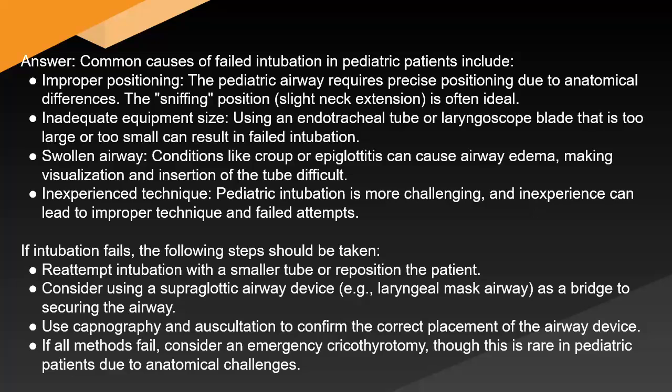If intubation fails, the following steps should be taken. Reattempt intubation with a smaller tube or reposition the patient. Consider using a supraglottic airway device, e.g. laryngeal mask airway, as a bridge to securing the airway. Use capnography and auscultation to confirm the correct placement of the airway device. If all methods fail, consider an emergency cricothyrotomy. Note that this is rare in pediatric patients due to anatomical challenges.